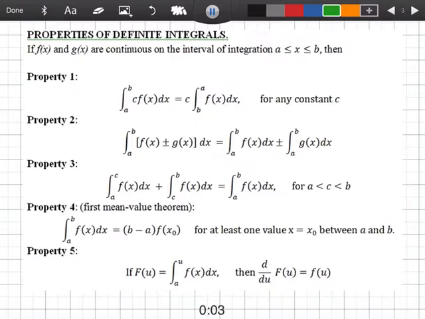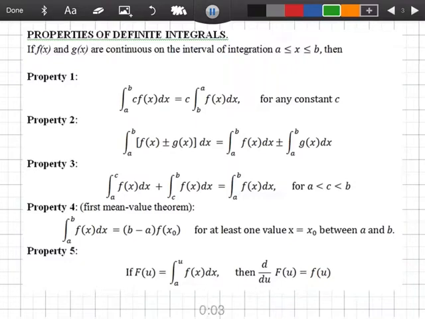So, the properties of definite integrals. Property 1: if there is a constant inside the function, we can take it outside of the integral, for any constant c. Property number 2: there are two functions, f of x and g of x. Whether addition or subtraction, we can separate them. The integral of f of x plus or minus g of x dx from x is equal to a to x is equal to b is equivalent to the integral of f of x dx plus or minus the integral of g of x dx.